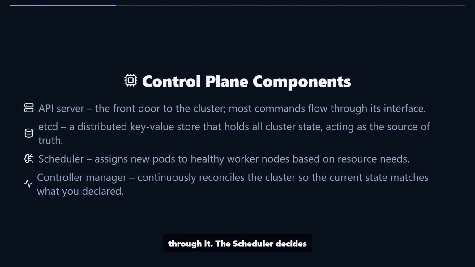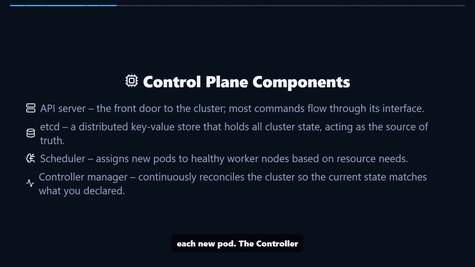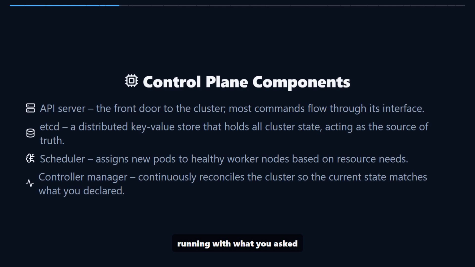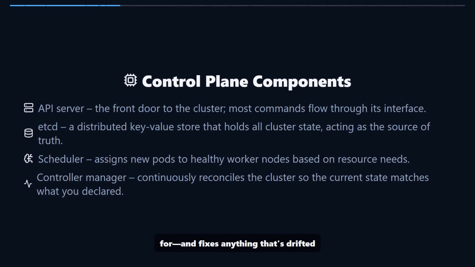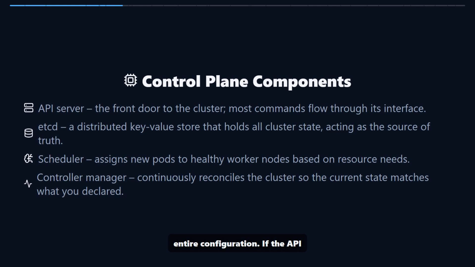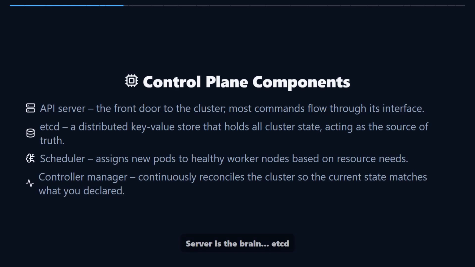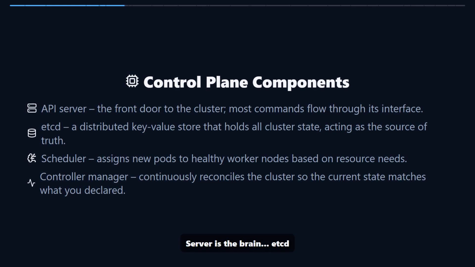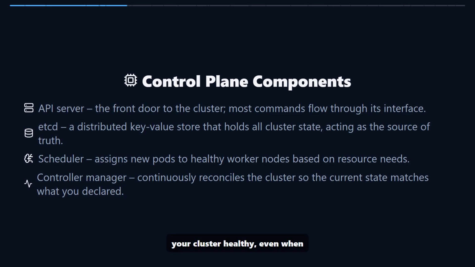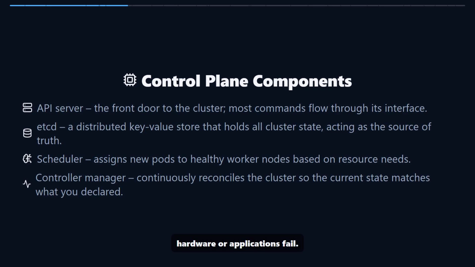The scheduler decides which worker node should run each new pod. The controller manager constantly compares what's actually running with what you asked for, and fixes anything that's drifted away from the desired state. Finally, etcd stores the cluster's entire configuration. If the API server is the brain, etcd is the memory. Together, these components continuously work to keep your cluster healthy, even when hardware or applications fail.